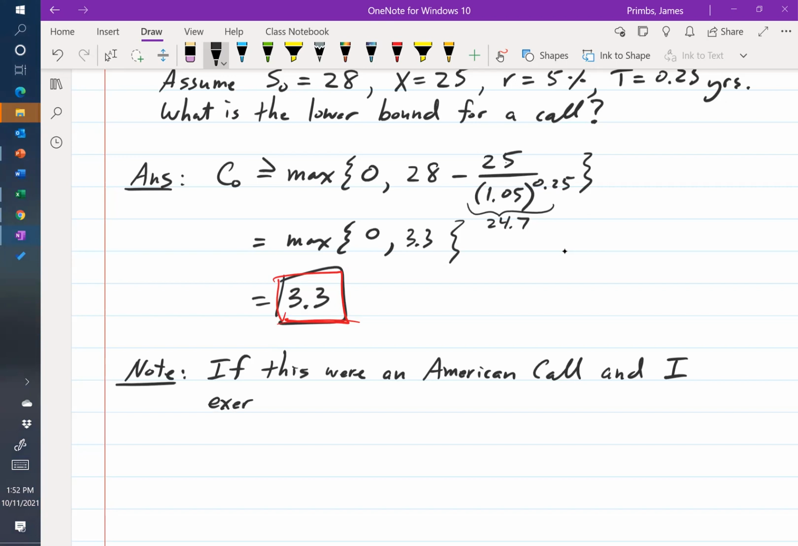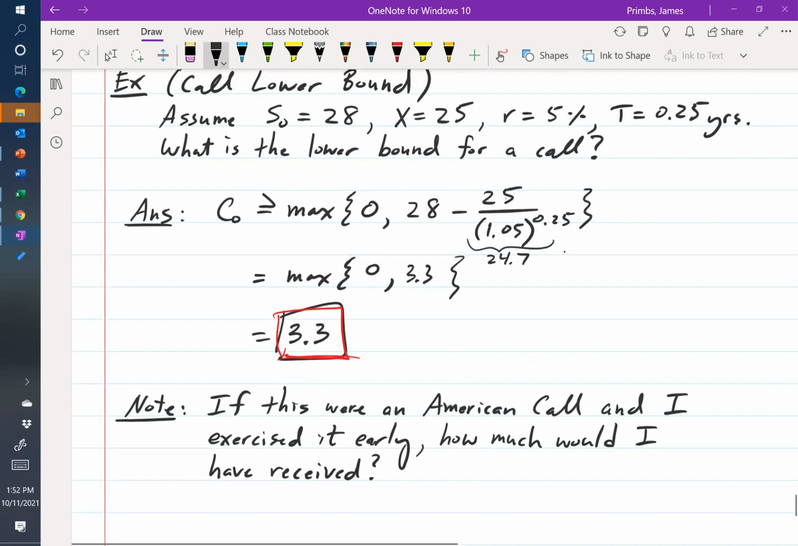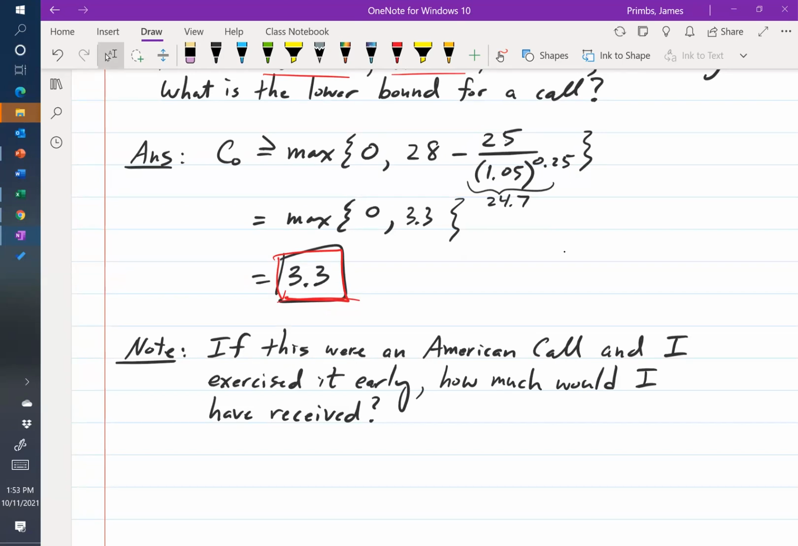And I exercised it early, right? That's the value of an American option. I can exercise early. How much would I have received? What if, let's say, this were an American and I exercised it right now. How much would I get by exercising it? It's in the money. Look, 28. The strike price is 25. $3. You said it. There you go.